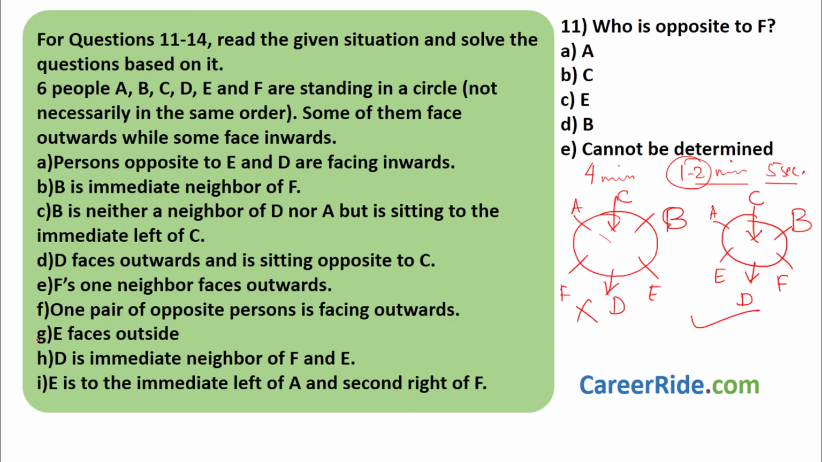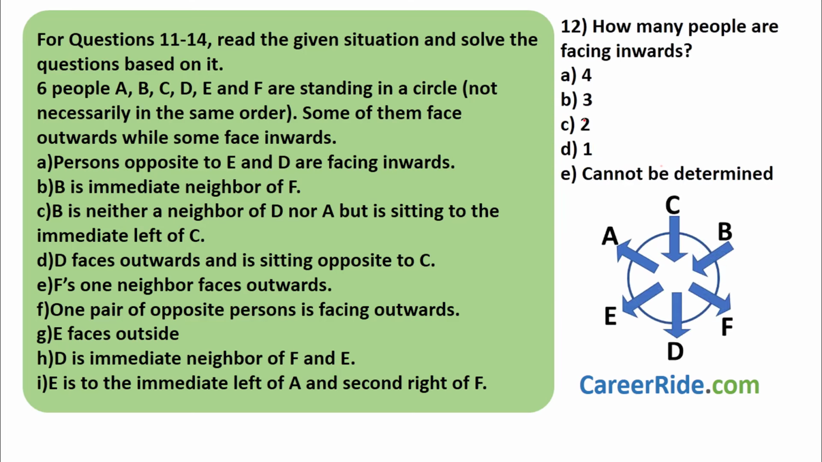Here they have given E faces outside, so E faces outside. They have given person opposite to E and D face inside, so B faces inside. E and D are opposite. Now F, one pair faces outside. Over here this pair is not facing outside. Both of these, this pair is not facing outside, so this has to face outside. Both these have to face outside. This is the correct diagram. Let us solve the question. Who is opposite to F? A. Moving on. This is just the same diagram drawn in a better manner.